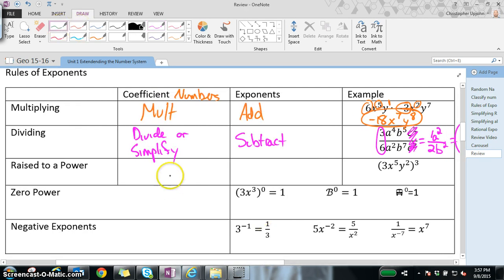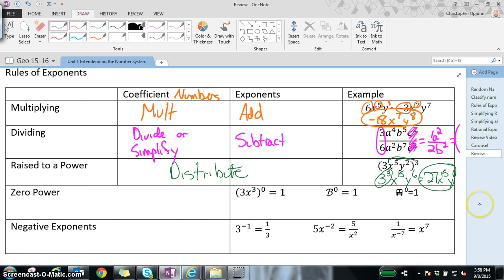Raised to a power. Really, we just distribute all of it. So the exponent on this 3 is 1, so we distribute it in. We do a third, and when we distribute, we multiply the exponents. Now the last thing we can do is 3 cubed. 3 times 3 times 3, 27. So we get 27x to the 15th, y to the 6th.